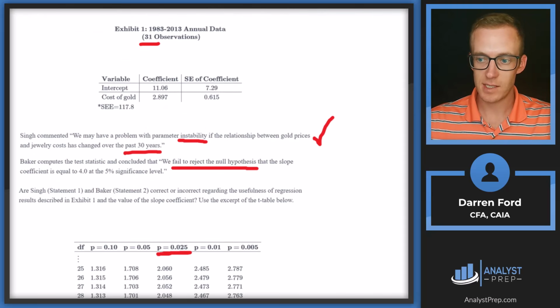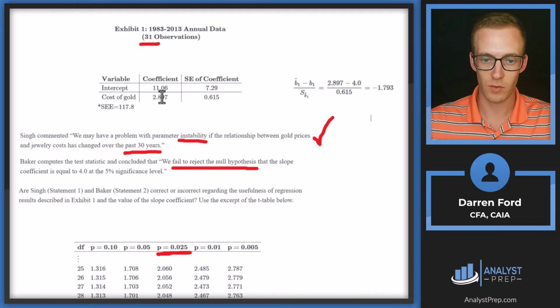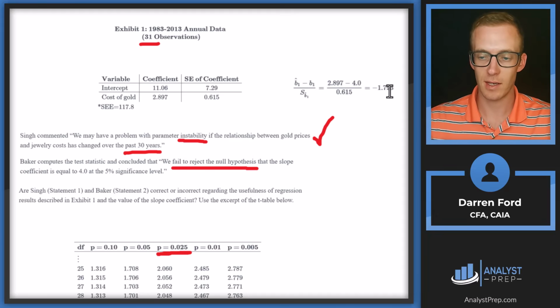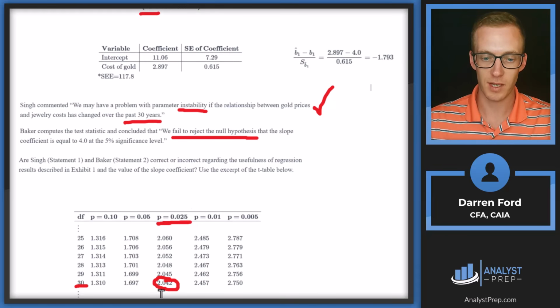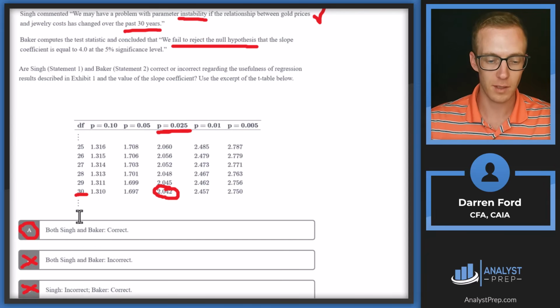So calculating that t statistic, here's what those numbers are going to look like. We're going to take that cost of gold coefficient, subtract out 4, which is what we're testing for in our test, and then divide that by the standard error, which is given at 0.615, gives us minus 1.793, which is going to fall between those critical value numbers, and we will fail to reject the null hypothesis, helping us prove that both these statements are correct.